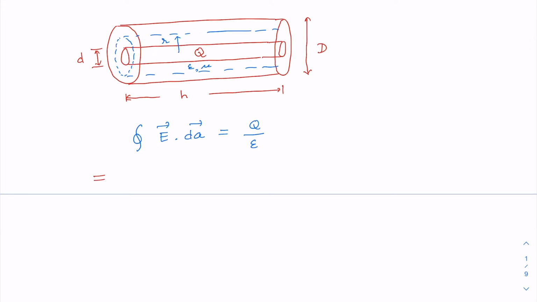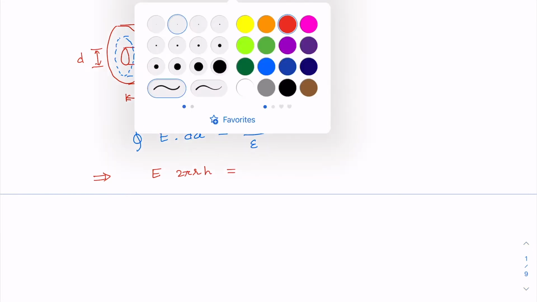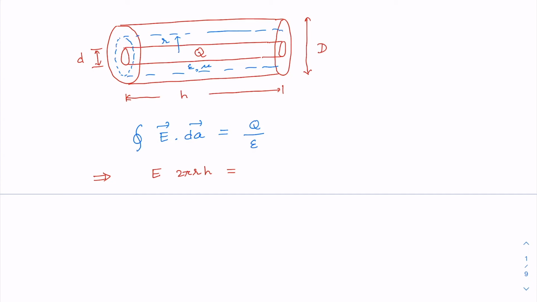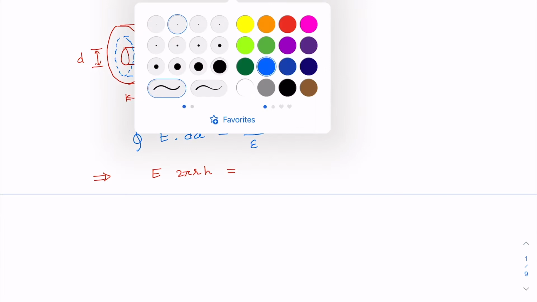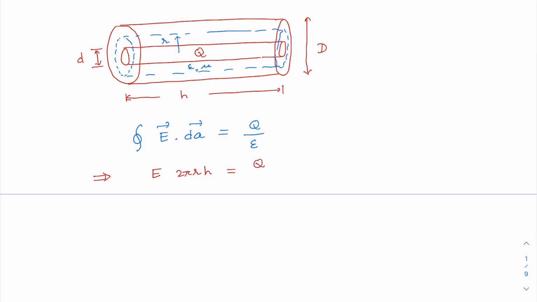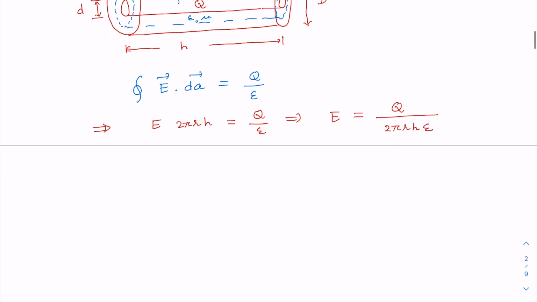Then here we will have E into 2 pi r h. Just look at the Gaussian cylinder here. Then you have Q by epsilon, and you know that the electric field would be Q divided by 2 pi r h epsilon. Okay. Now what about the voltage difference?